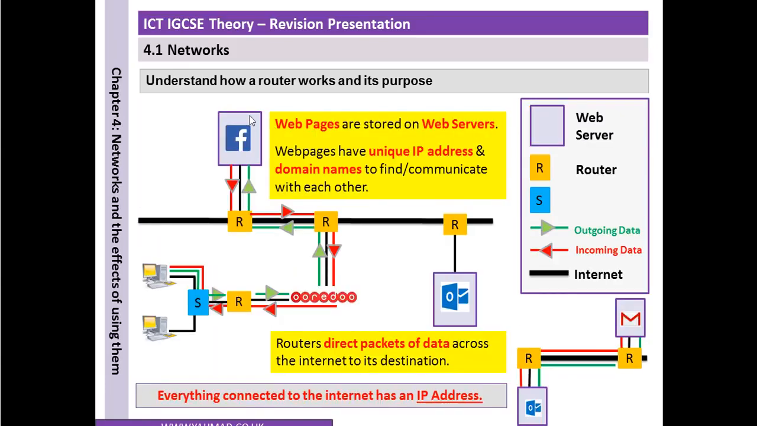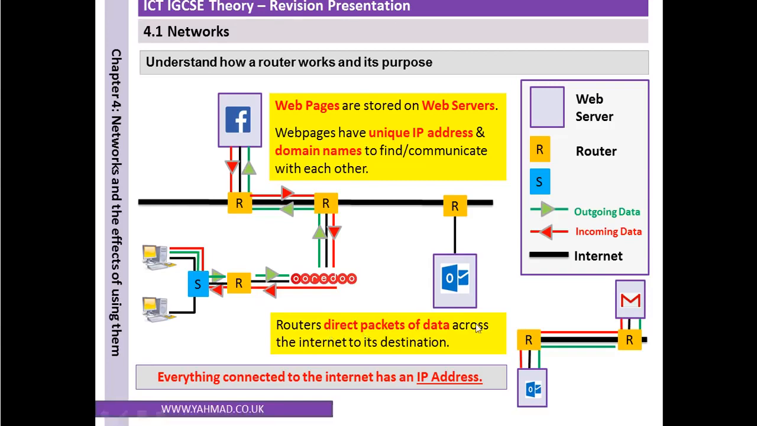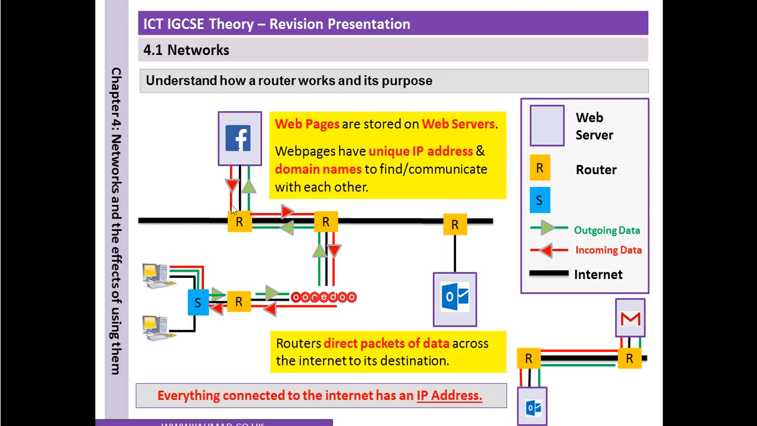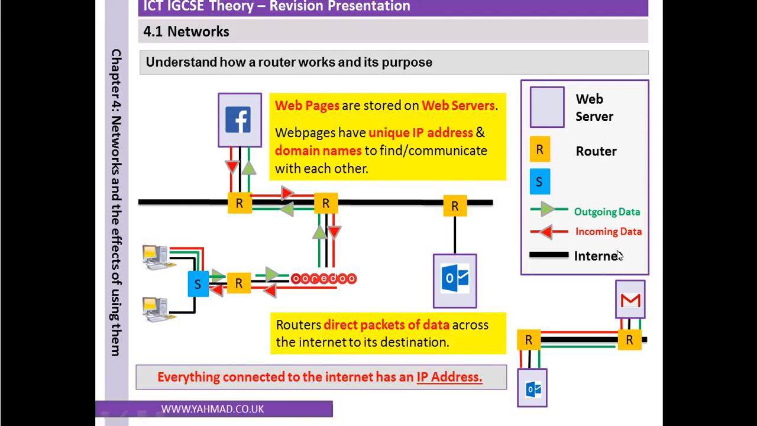Okay, any website is saved onto a web server. Any web pages are stored on a web server. Web pages have a unique IP address and domain names to find and communicate with each other. The routers will direct packets of data across the internet to their destination. Everything connected to the internet has an IP address. As you can see, this data may be coming from Facebook to your computer, or going to your Gmail account if you've been tagged in a particular picture. So the purpose of the router is to direct packets of data across the internet, across networks, to their specific destination.